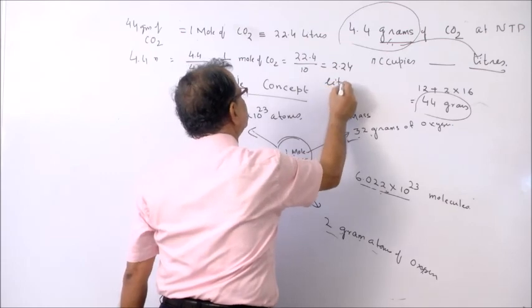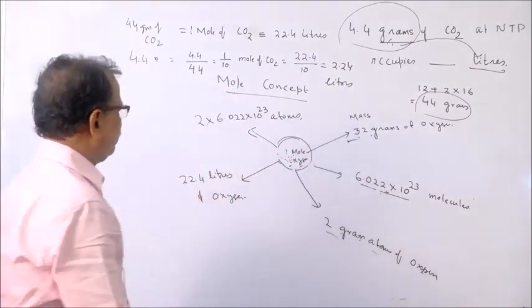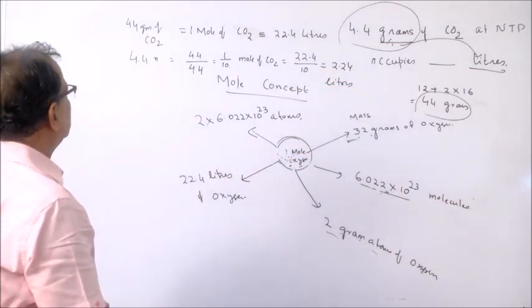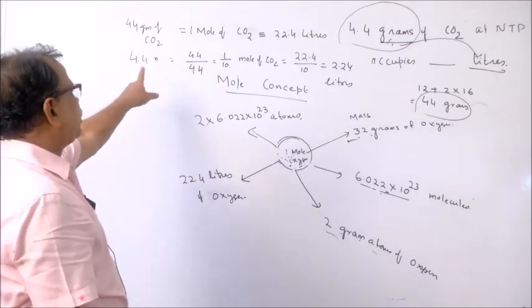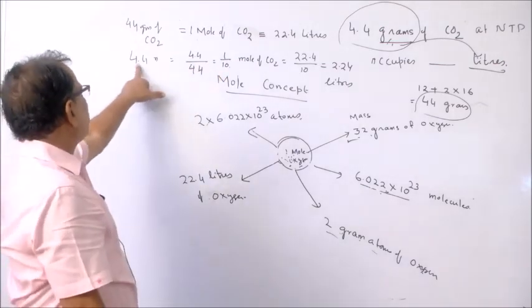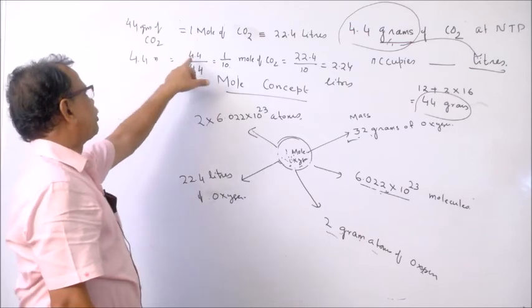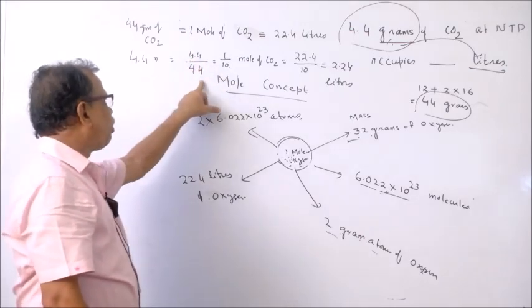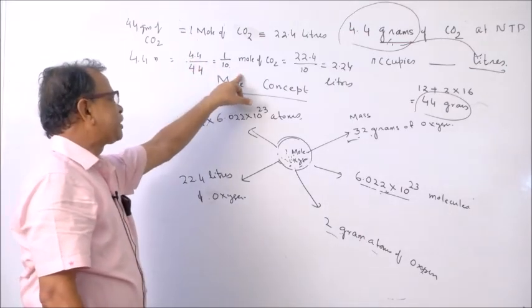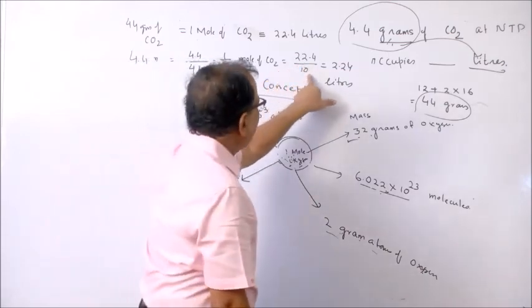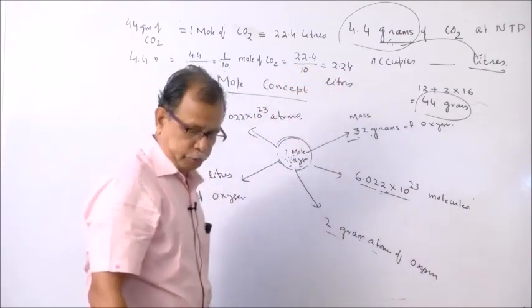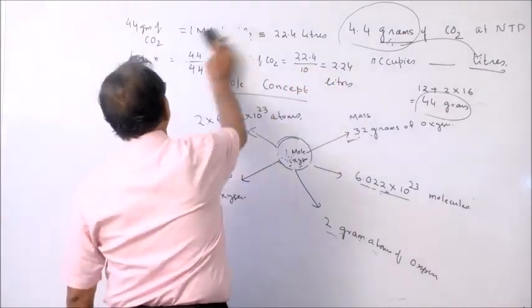This is equal to 2.24 liters. So 44 grams of carbon dioxide contain 22.4 liters. 4.4 grams of carbon dioxide is equal to 4.4 by 44, that is 1 by 10 mole of carbon dioxide, which is 22.4 by 10, 2.24 liters. Simple. Another question.